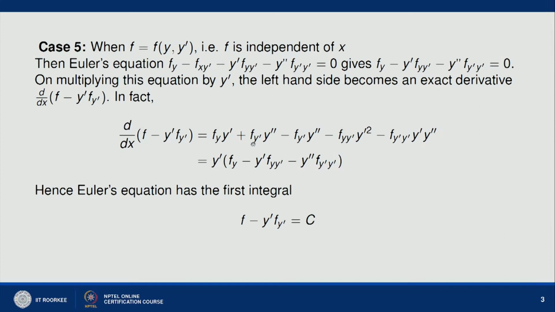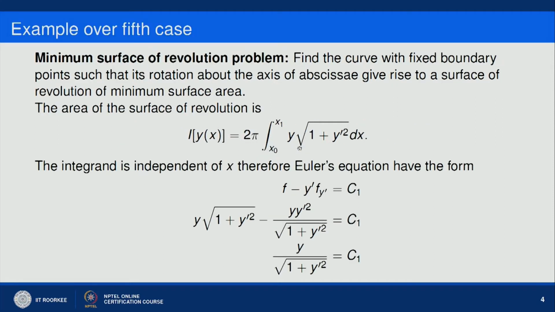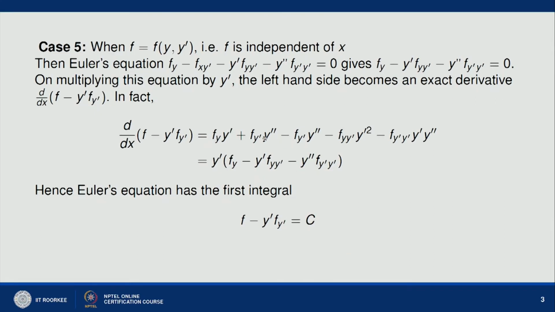Now here these two terms will cancel each other, and this reduces to this form where we can take out y dash common, and it is nothing but this. So Euler's equation when f is independent of x is precisely the statement that the value of this quantity is equal to 0. So it means that if this quantity is equal to 0, this implies that d by dx of f minus y dash f y dash is also equal to 0.